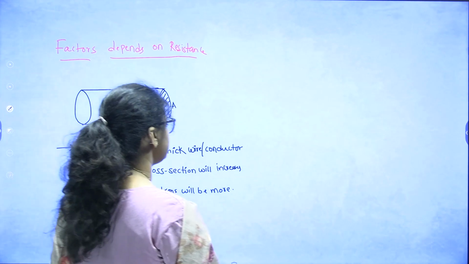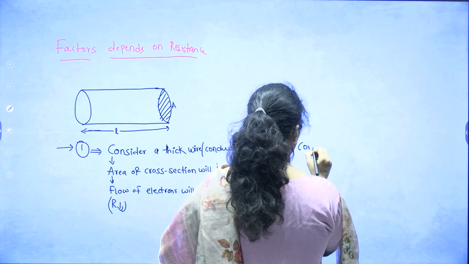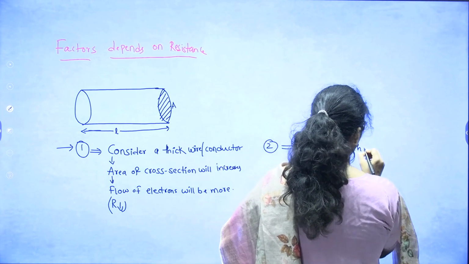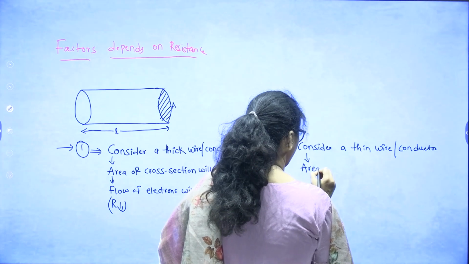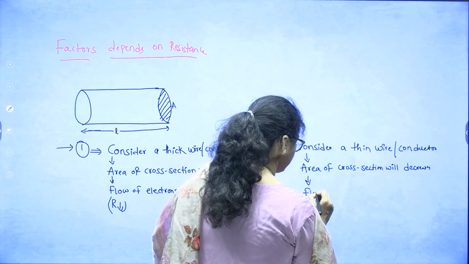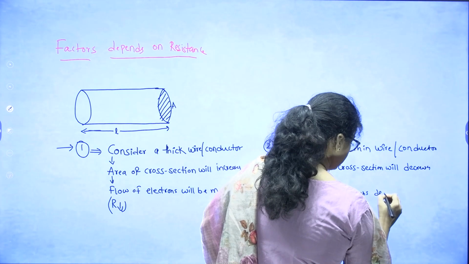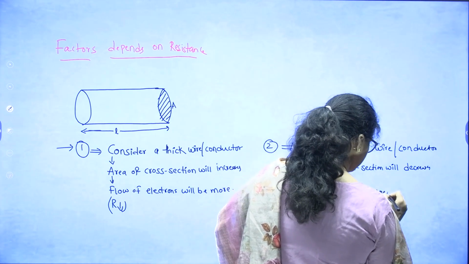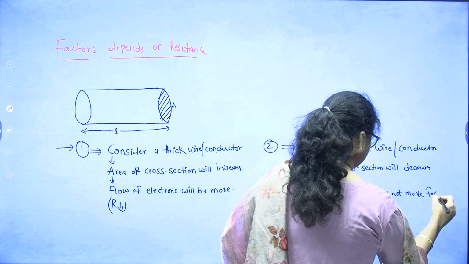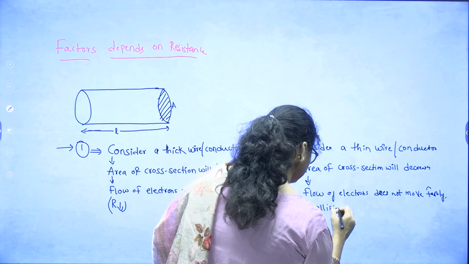And the second statement is, consider a thin wire or conductor. Area of cross section will decrease. If area of cross section decreases, the flow of electrons doesn't move fast. Then what happens? Collisions will occur.